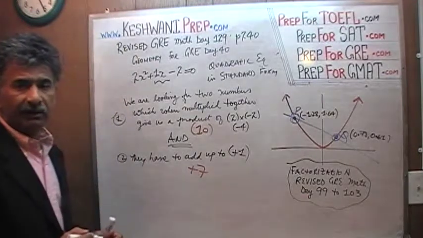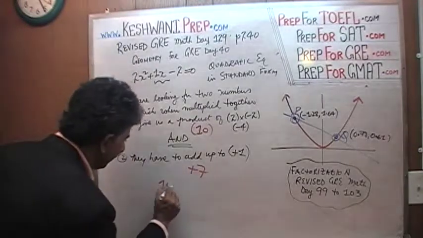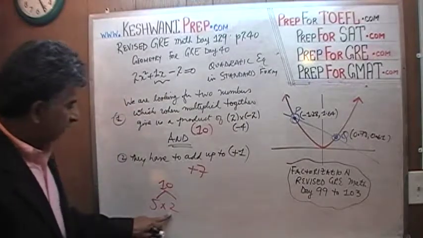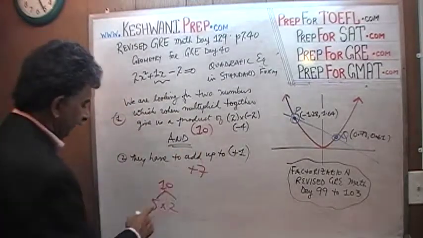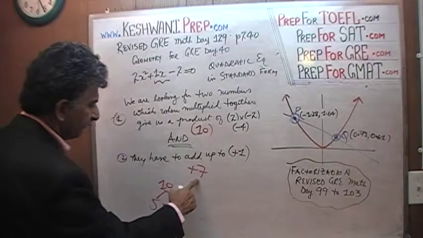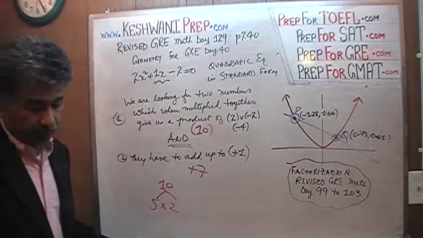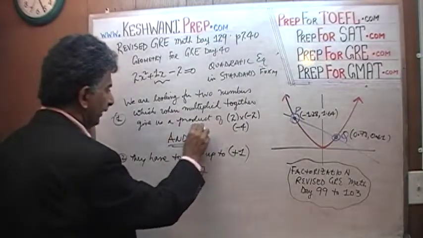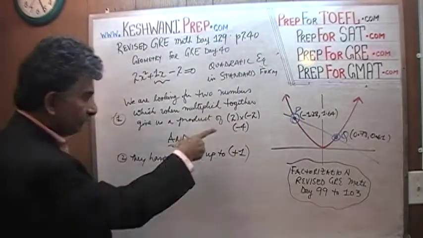Well, that's very easy. That's very simple. The two numbers are 5 and 2. 5 times 2 is going to give us a product of 10, and 5 plus 2 is going to give us a sum of 7. That was very simple. This, on the other hand, is not. This one will require some thinking.